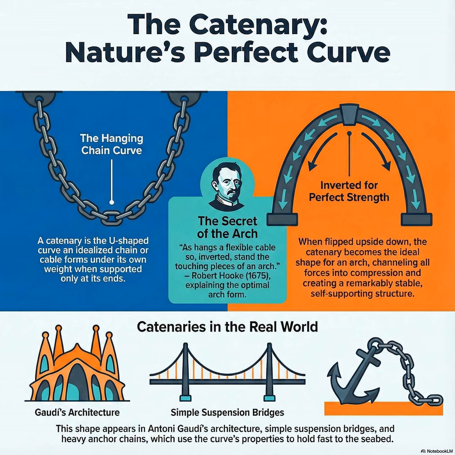As hangs a flexible cable, so, inverted, stand the touching pieces of an arch. And that single idea is the core principle of structural efficiency. You take a catenary, you flip it upside down, and all those tension forces in the chain become pure compressive forces in the arch. So all the forces are just pushing straight down through the material. Exactly. It completely eliminates what engineers call internal bending moments. And what are those? What's a bending moment? Think of it as any force that wants to twist or snap a beam. By getting rid of them, the arch only feels this pure squish, which maximizes its stability.